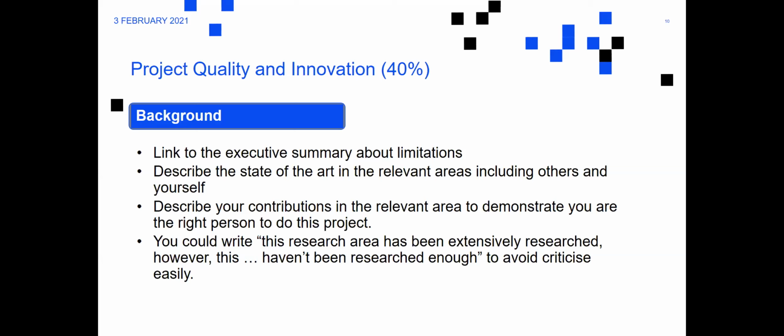Sometimes you need to write a sentence that this research area has been extensively researched. However, this part hasn't been researched enough. Because some lazy assessors just say, oh, this area has been done enough, you have no new ideas. They use just one sentence to kill your proposal. But if you put this sentence in here, acknowledging it has been done extensively but in your specific area is still not enough, you avoid people criticizing you easily. So that's my suggestion for background.